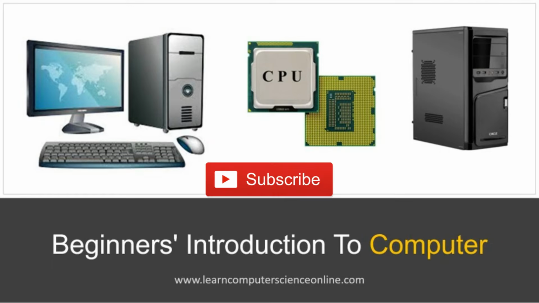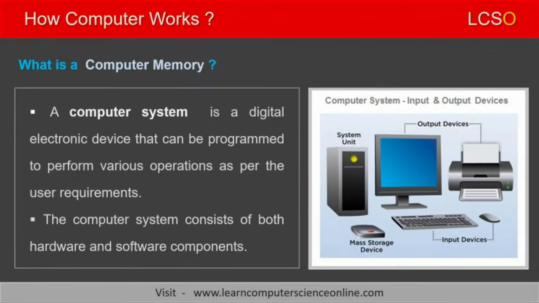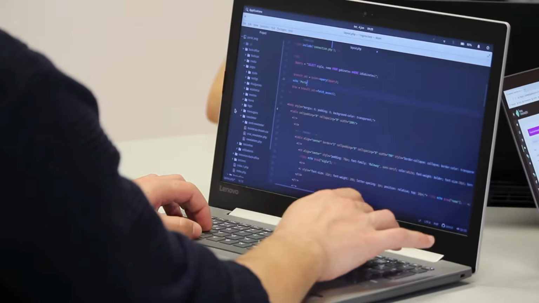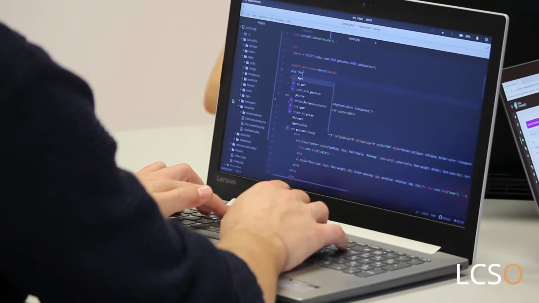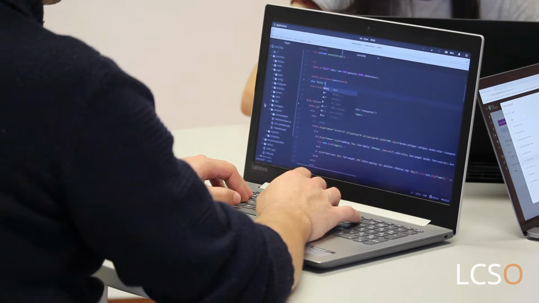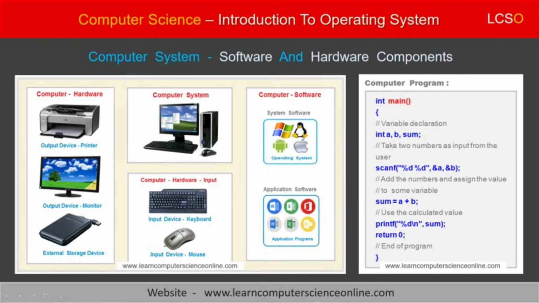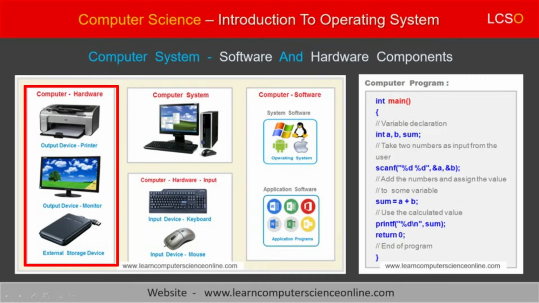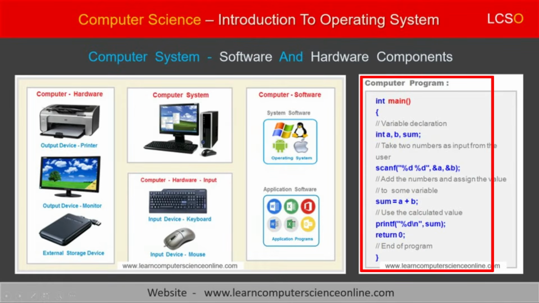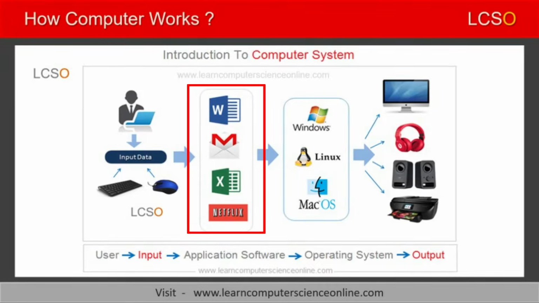Let us start with a brief introduction to a computer. A computer is an electronic device that consists of hardware and software components. The main task of the computer is to execute a program that provides the desired functionality to the user. In a computer, the hardware parts perform the desired task, as per the instructions provided by the software. It is the software that directs the computer hardware to perform a specific operation.